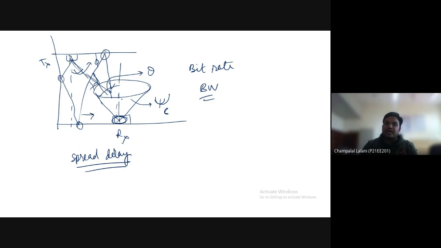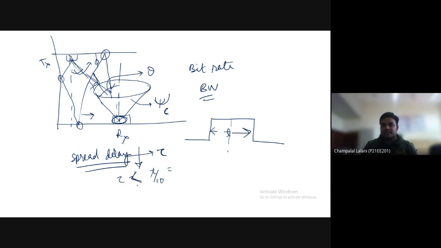As the field of view becomes narrower, the spread delay will be small because fewer reflected signals will come. These reflected signals are what cause the time delay, and due to this time delay, there is a spread delay. So if our signal has a pulse width like this, t, and I denote the spread delay by tau, then tau should be within 10 times of t. Tau should be smaller than 10 times of t.